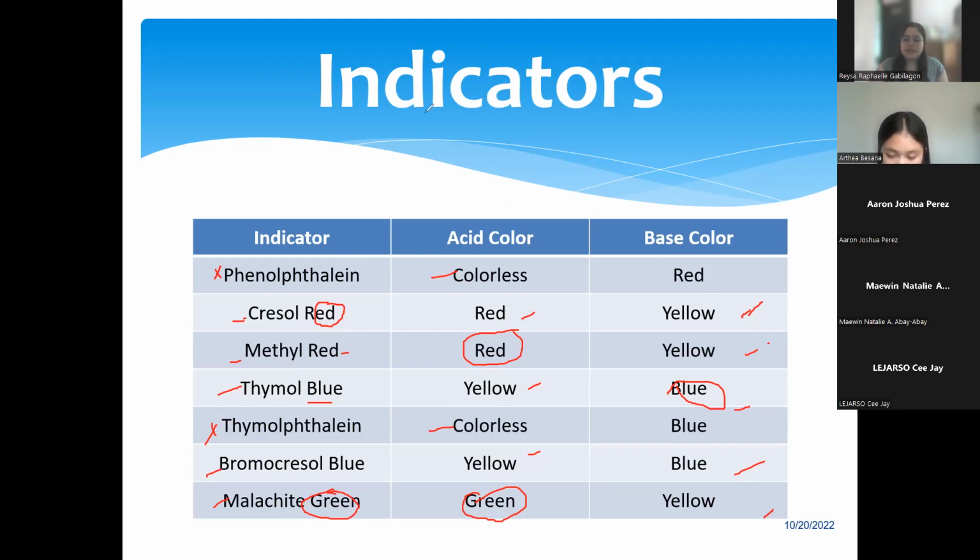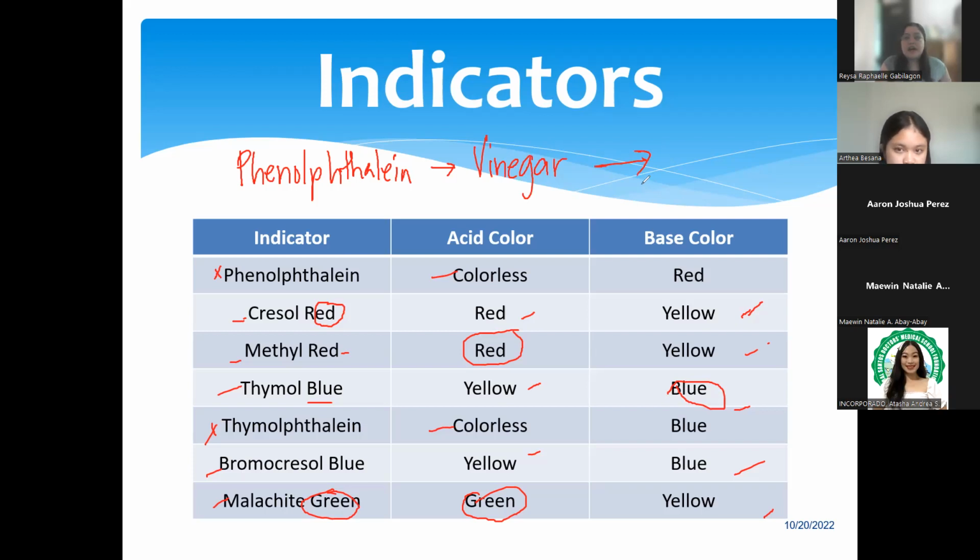So ano bang ibig sabihin niyan? Example, you have phenolphthalein. Si phenolphthalein, kuha ka ng 1 drop nito, tapos nilagay mo siya sa vinegar. Ano ba meron sa vinegar? Acetic acid. Merong acetic acid si vinegar. So ano yung magiging color ni phenolphthalein kung ilagay natin siya sa vinegar? We have here the colorless. Okay? So the solution will stay as colorless.